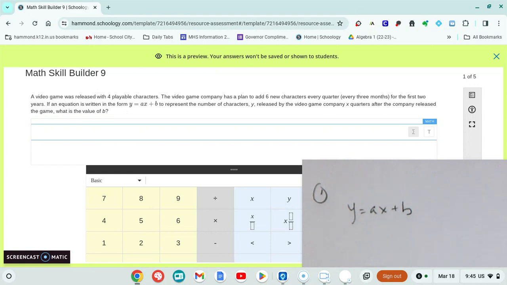There's lots of numbers in here, 4 playable characters, 6 new characters every quarter. They tell you that's every 3 months for 2 years. So lots of numbers. But the important thing to know is, what does b represent in slope-intercept form? So here they're using a, where we're used to seeing m, and that's our slope number, which is the rate of change. B is the y-intercept. A way to think about that is, what is the value of this function when x is 0? So if 0 quarters have gone by, they've not added any new characters. It's how many they started with, which is 4. So in this case, b is equal to 4.